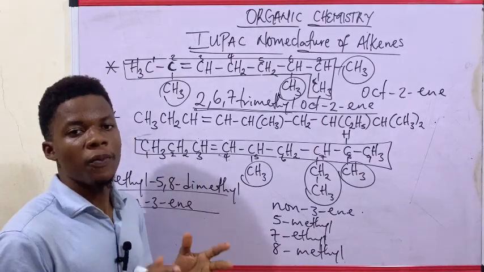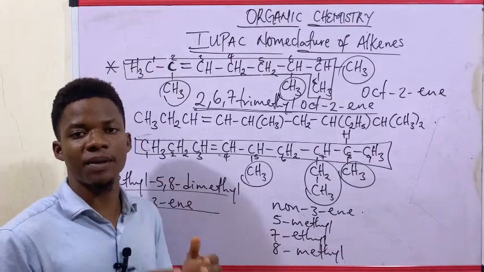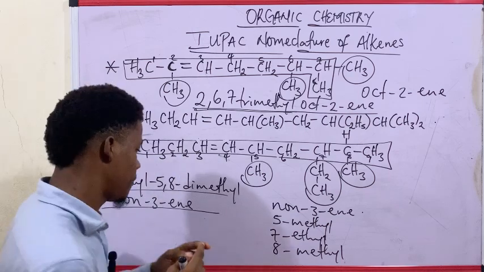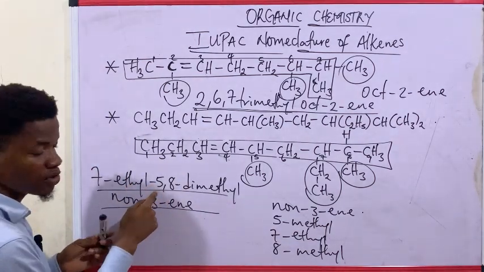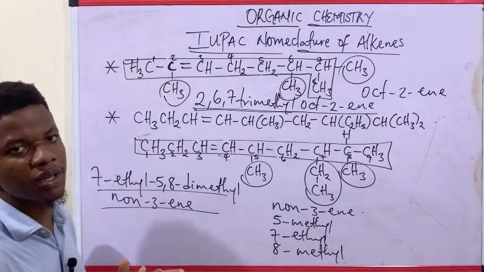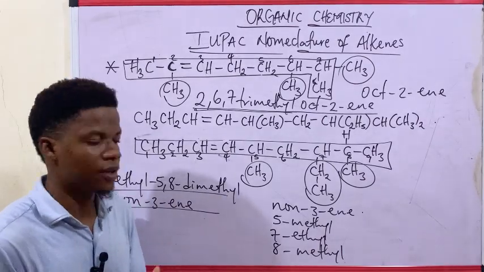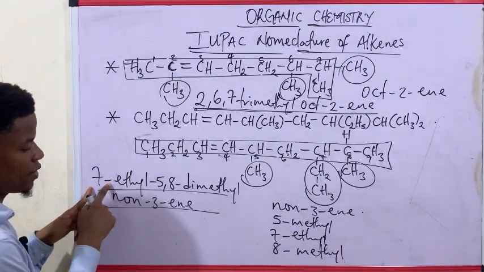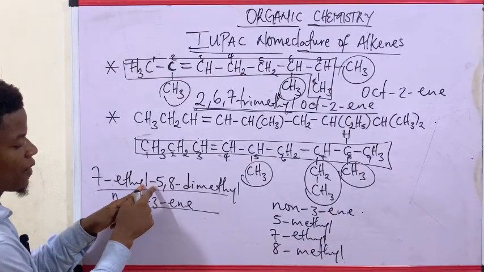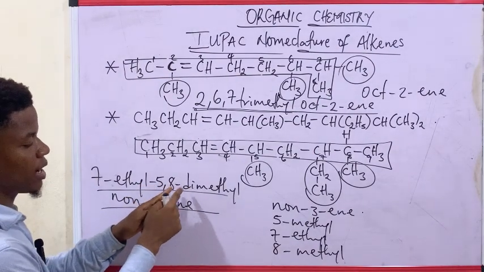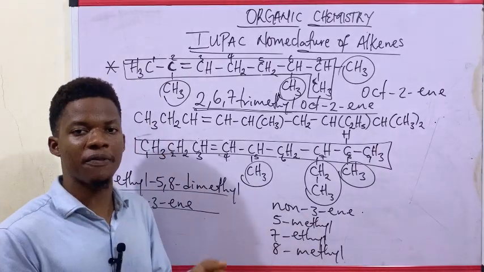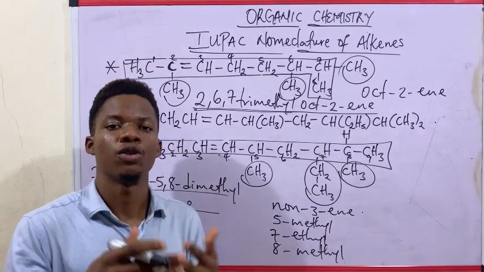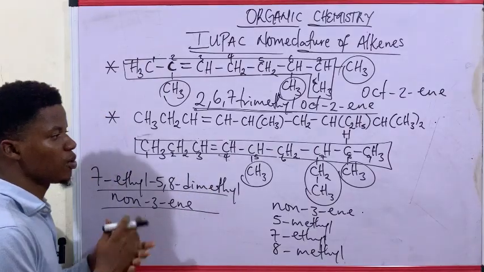All right. Now, please take note that numbers are separated from numbers by a comma. That's why I separate 5, 8 with a comma. Numbers are separated from letters by a hyphen. So that's why I put a hyphen after 7, between L and 5, and between 8 and D. To separate numbers from letters, we use a hyphen. To separate numbers from numbers, we use a comma. All right, so this is what we have.